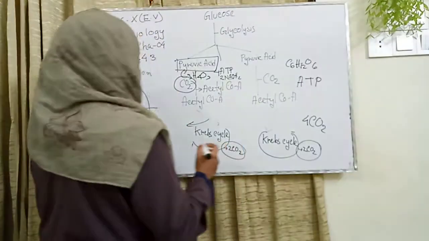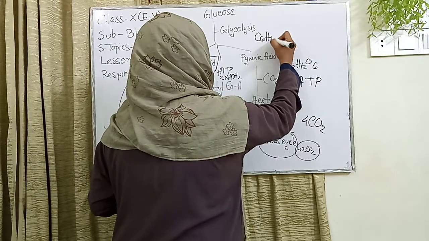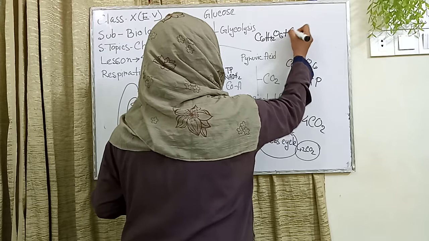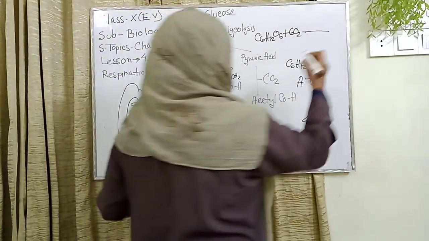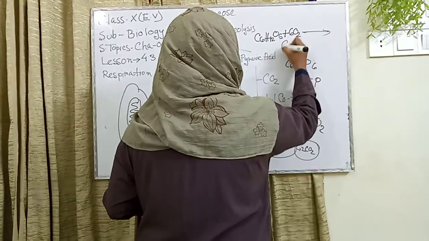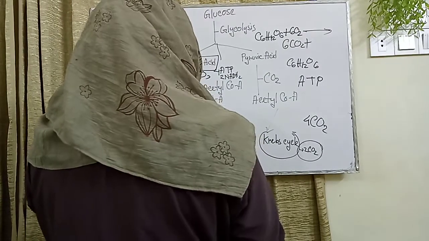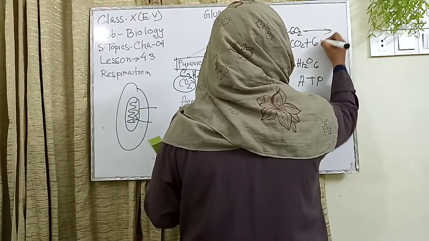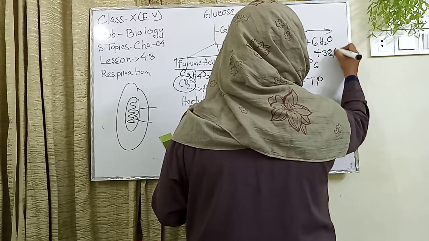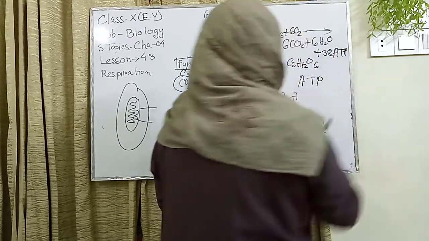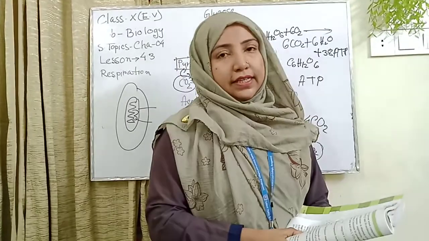Here our main reaction is glucose plus 6 oxygen, with enzymes and energy, giving 6 carbon dioxide, 6 H2O, and 38 ATP. At first we discussed that ATP is the kinetic energy.